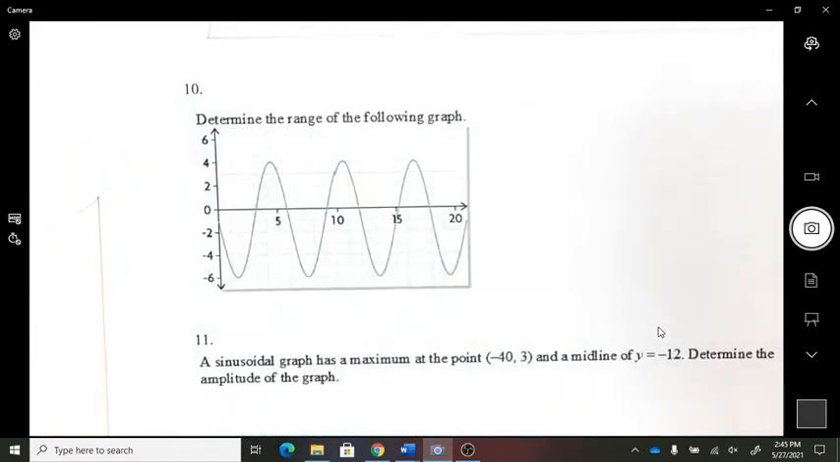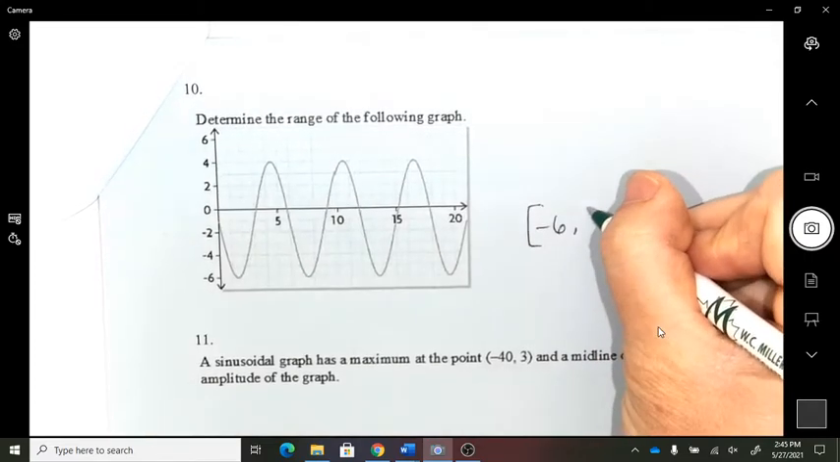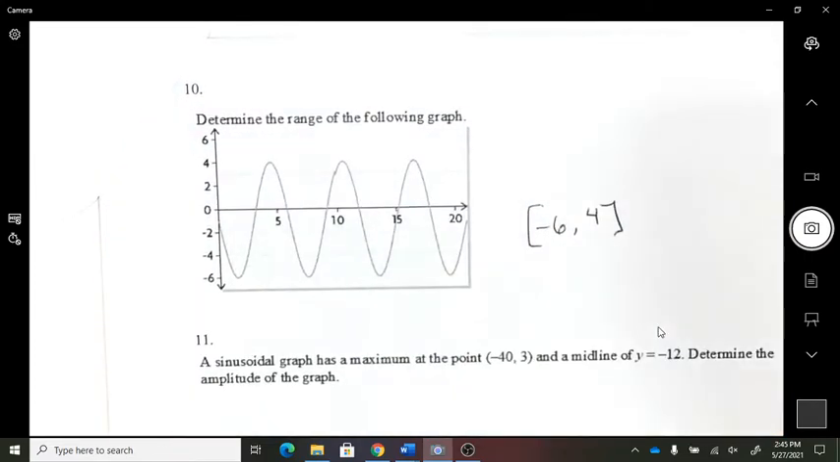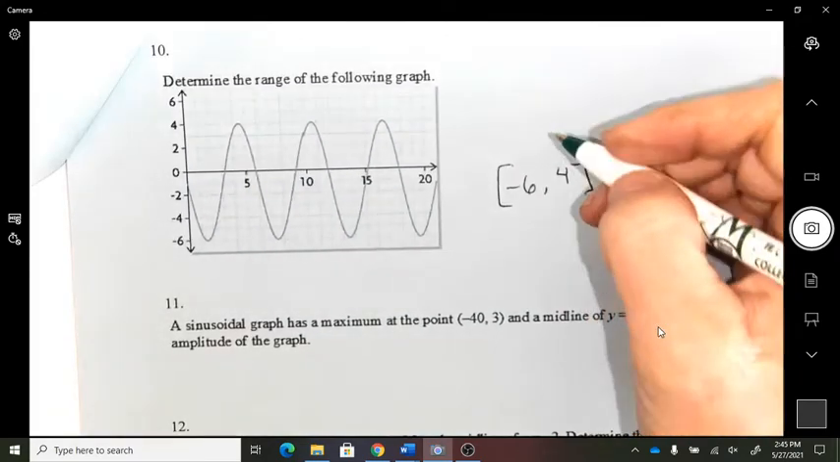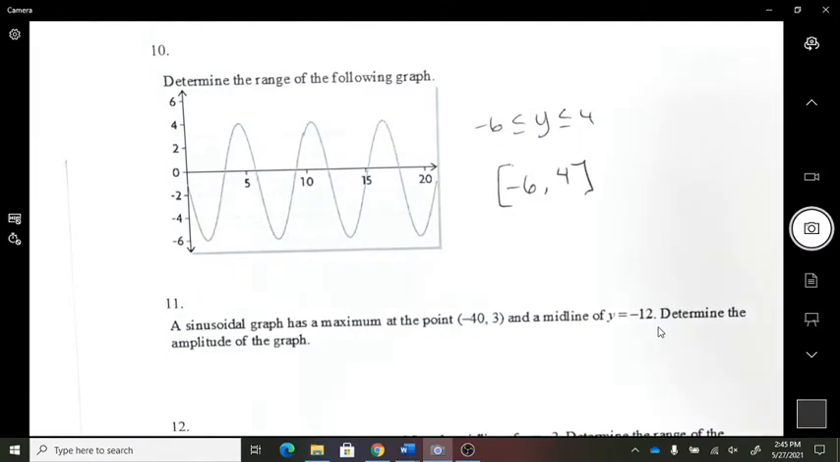Okay, can you tell me the range of this function? From low to high is how you would write a range. So from -6 to 4. Or is anybody writing it the other way? You don't need to do that, but if you liked.